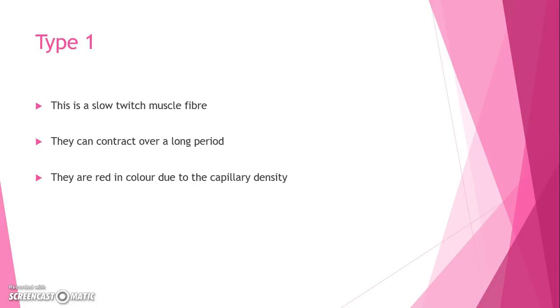They're red in colour due to the capillary density. They need a lot of oxygen because they're working over a long period of time, and because capillaries are there as blood vessels, it causes them to be red in colour. They fire slowly because they're a slow twitch fiber, and they're suited to endurance type sports.